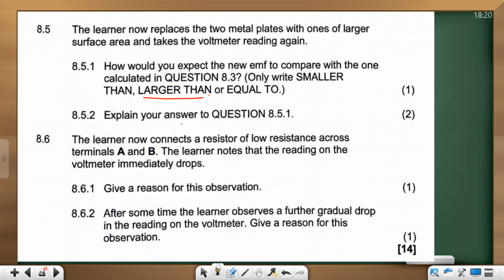Yeah, they're bringing in physics, what you did today. The learner connects a resistor of low resistance. All right, A and B. The learner notices the reading on the voltmeter. Do you remember? Once you complete the circuit, what happens? EMF drops. Due to what? Lost volts. Because of an extra what? Resistance that we have. I don't know if that makes sense.